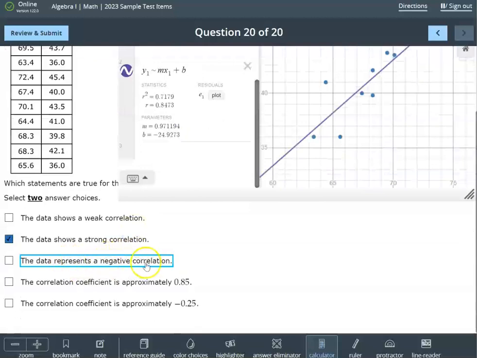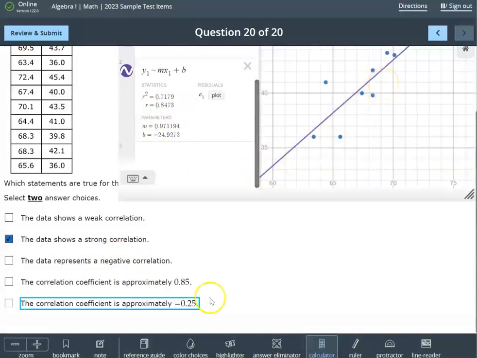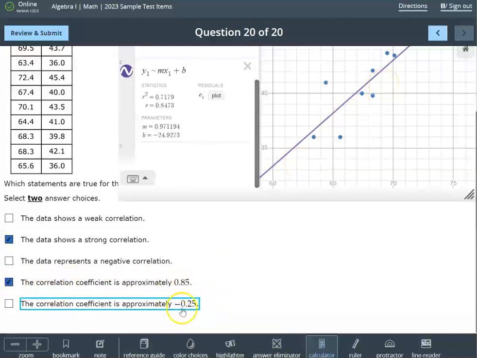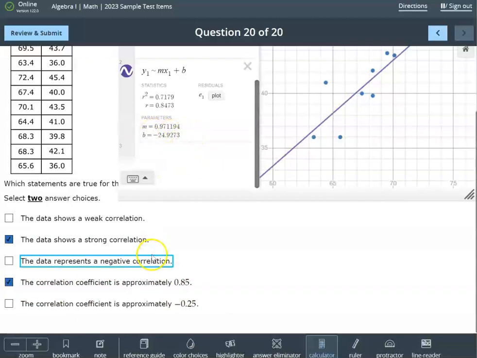We don't say the data represents a negative correlation because the correlation coefficient is positive, and that's because the graph is rising, the line is rising. The correlation coefficient is approximately 0.85, which is the correct answer. It is not negative, but you see where they got that. That was the y-intercept of the line. Again, there were 5 answer choices, and we chose 2 of those answers. That is always the case when there's 5 answer choices.